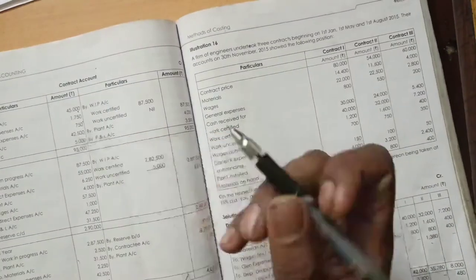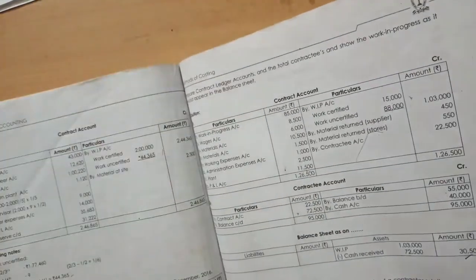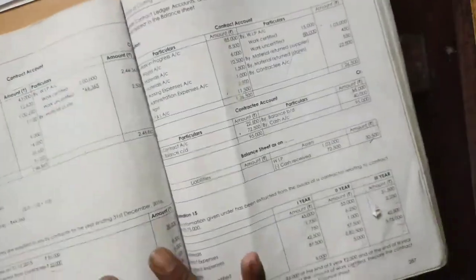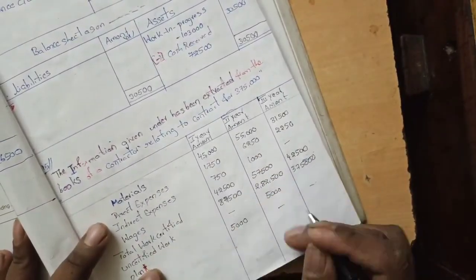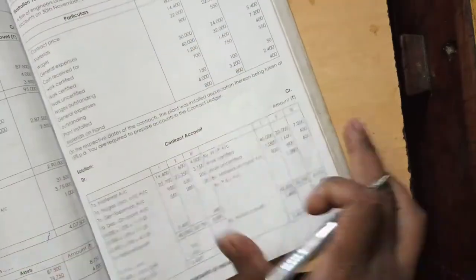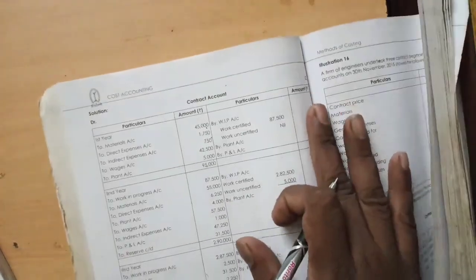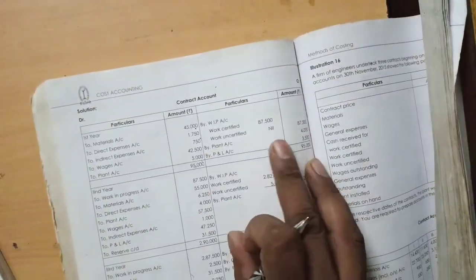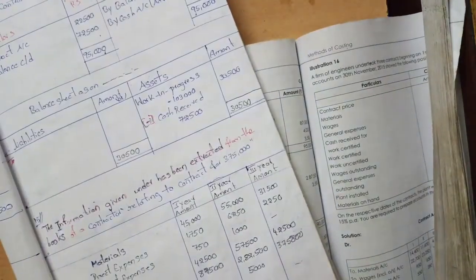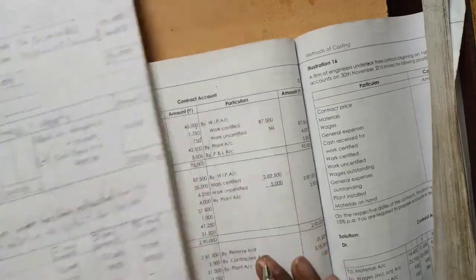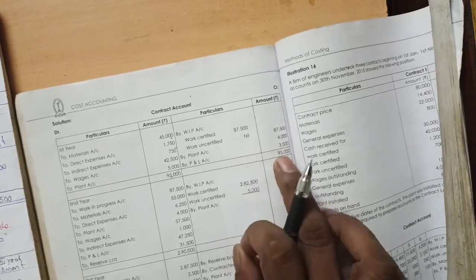So in the work in progress account, work certified is already given. First year, 87,500 is given. It will be posted here. Work uncertified in the first year is nil. So nil.